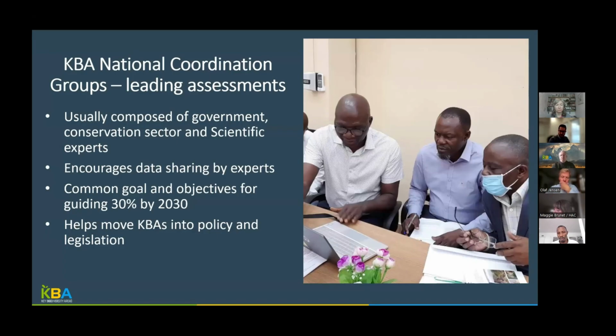In each country where we work to support KBA assessments, we encourage the formation of a KBA National Coordination Group, and you'll hear more about that from Canada and Mozambique. But ideally, they're composed with members from government, the conservation sector, scientific experts. Some countries also include representatives of indigenous peoples and local communities, sometimes the private sector. And forming these groups helps bring the data together, get it shared, helps in the whole identification of the KBAs, and there's much greater ownership of the KBAs at a national level, and work then subsequently goes on to try and conserve them.